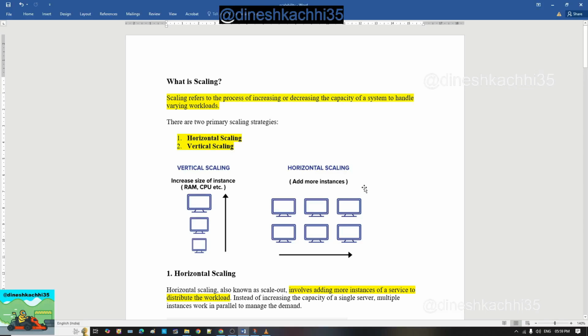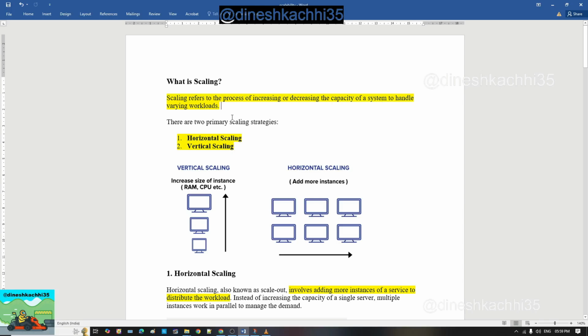So, our today's topic is scaling or scalability. In software development, there is a concept we call NFR, non-functional requirement. When we are developing any software or application, we need to implement some functionality, and scalability is one of them. So, let's start our today's topic: scalability or scaling.